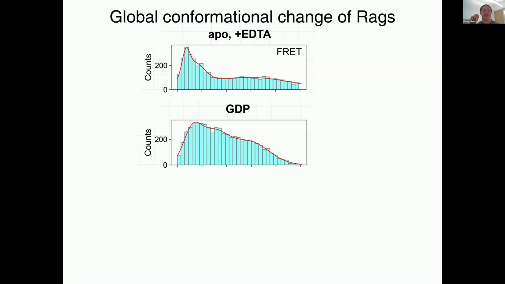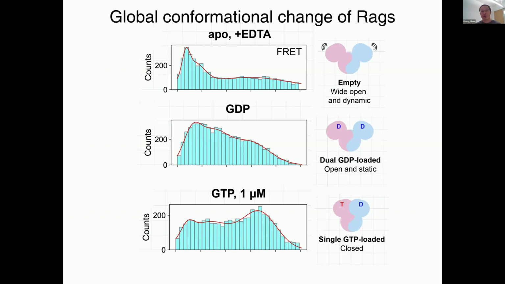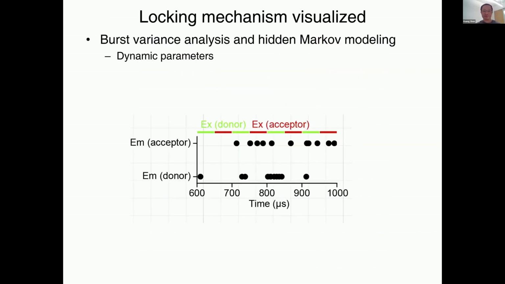And then we can add in the GTP molecule. In this case, we have 1 micromolar of GTP to control that only 1 subunit is loaded with GTP, and the high FRET state starts to dominate, suggesting the 2 nucleotide binding domains start to communicate. And this is the first time we can start to correlate the global conformational state with the nucleotide loading state of this Rag GTPase heterodimer.